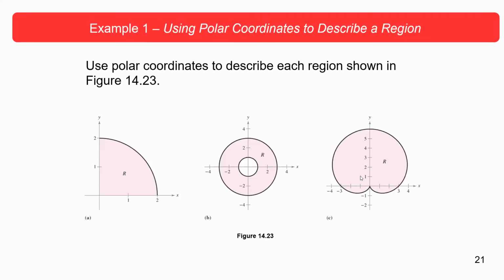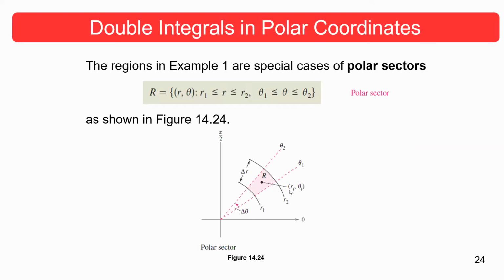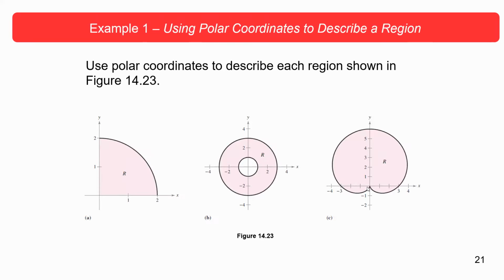And lastly, for the cardioid here, what's the radius? The radius, you can solve that here. It is from 0 to 3 plus 3 sine theta. And where is it present? From 0 up to 2 pi.